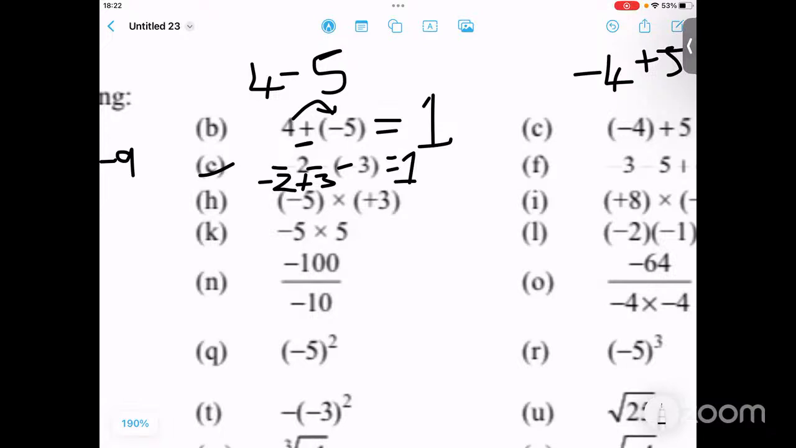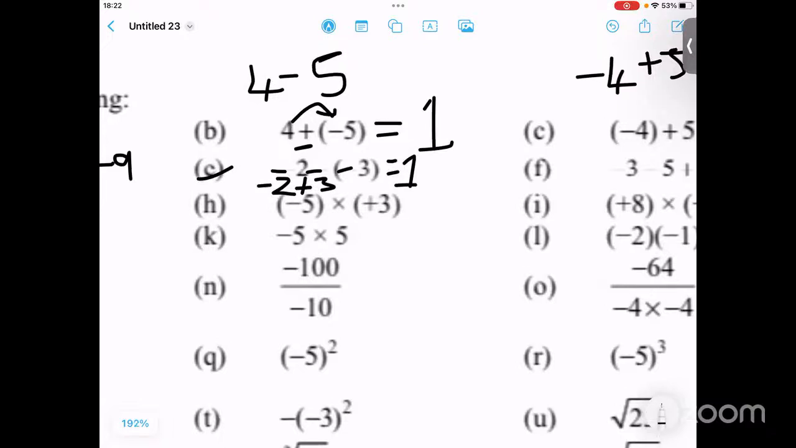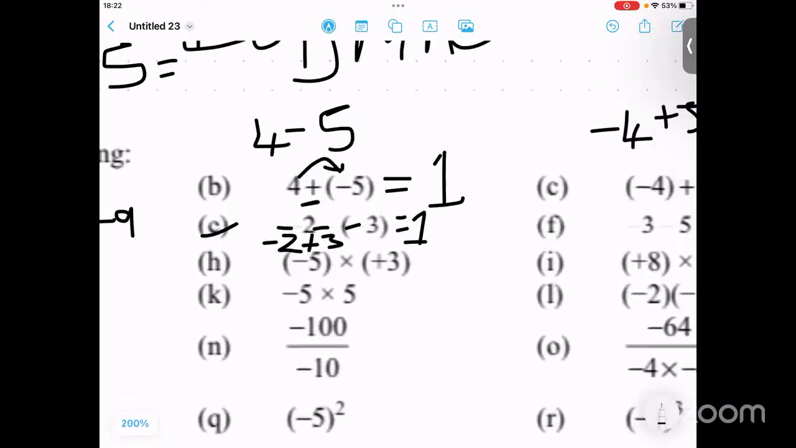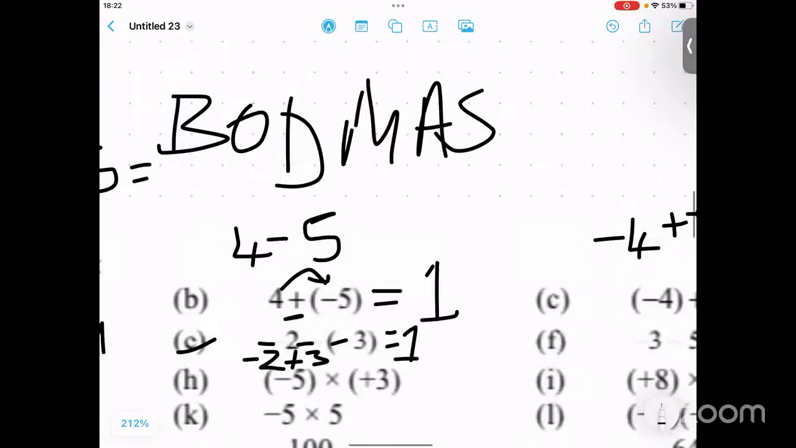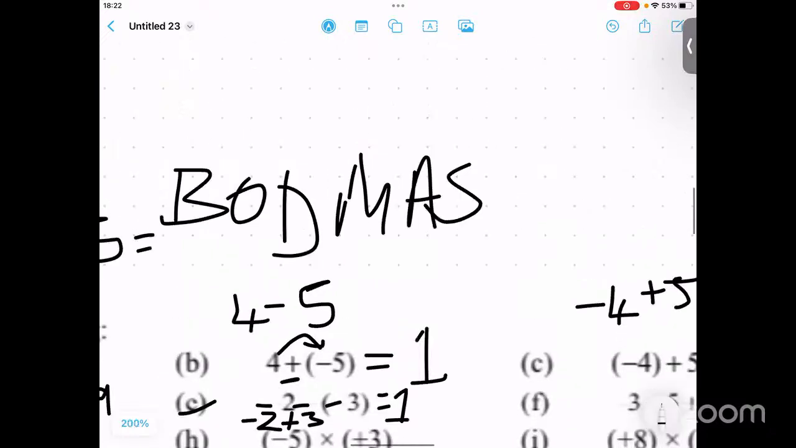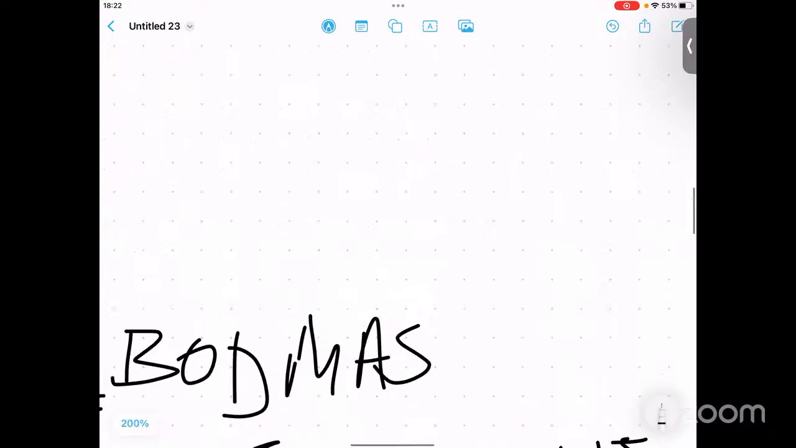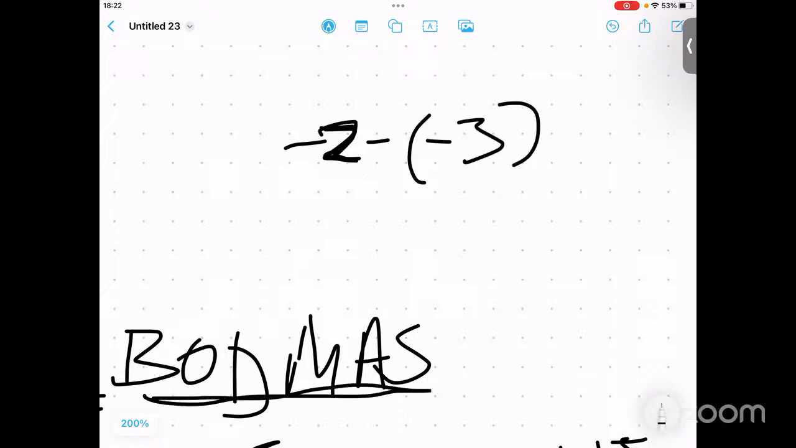Because you're having a -2 minus in brackets, you're having a -3. I told you guys, if you're having something like this, let me write it here. We have -2 minus in brackets -3. Basically, this is what we are having. We are going to work this expression looking at the BODMAS.